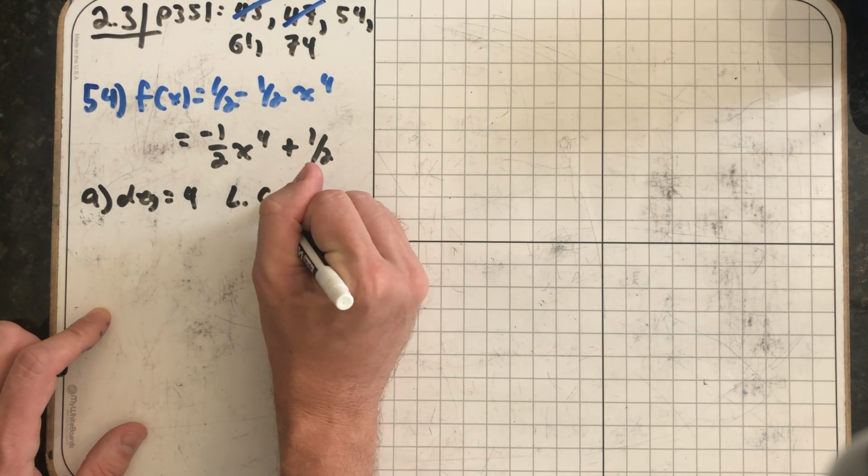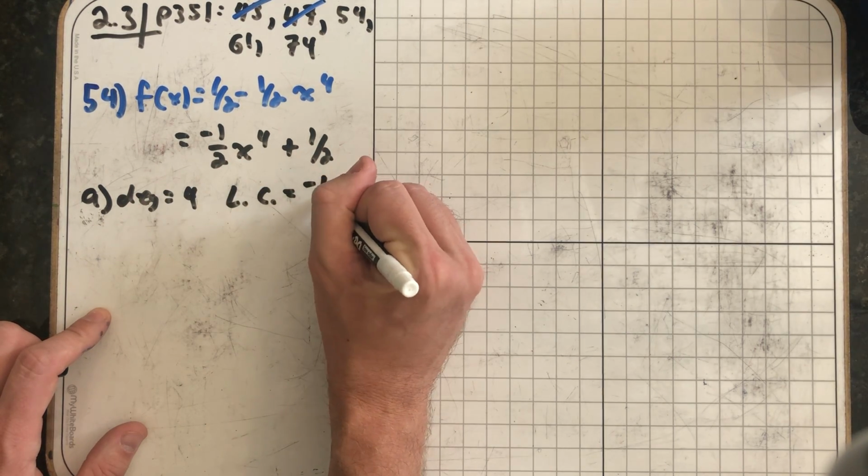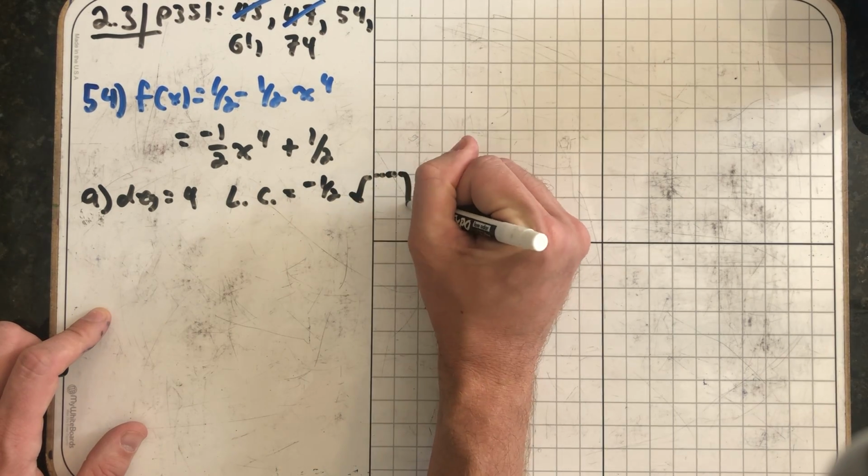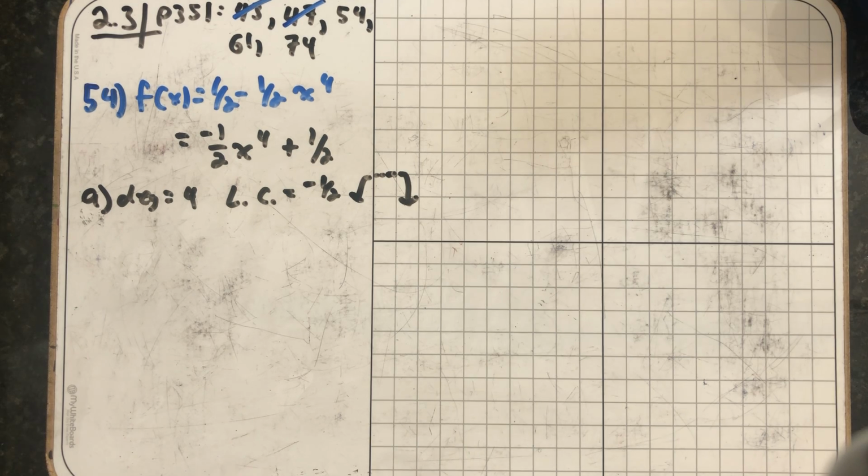And the leading coefficient is -1/2, which gives me an end behavior that falls left and falls right. So, different picture this time. Finally.